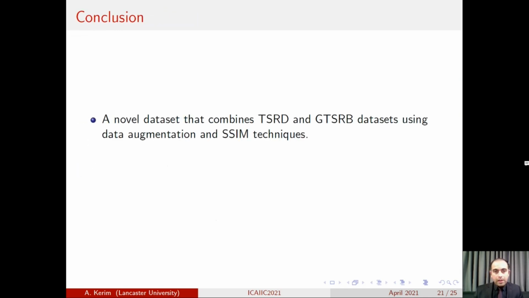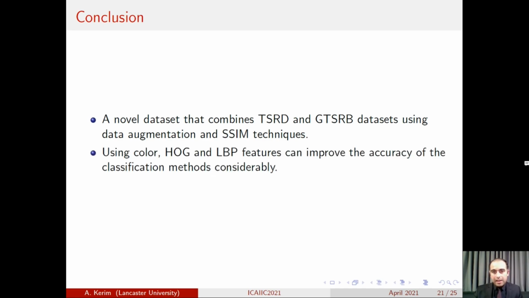To sum up, in our work, we present a novel dataset that combines the TSRD and GTSRB datasets using data augmentation and SSIM techniques. We show that using color, HOG, and local binary pattern features can improve the accuracy of the classification model considerably.